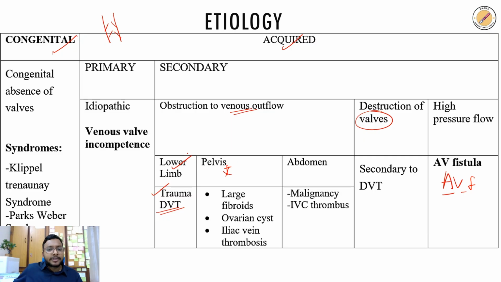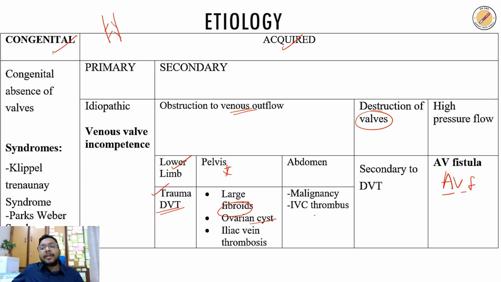Similarly, whenever there is a huge mass sitting in the pelvis, for example, any large uterine fibroid, or it may be an ovarian cyst, or it may be iliac vein thrombosis. These are the pelvic conditions which can lead to obstruction of the venous outflow. Now, coming to abdominal conditions, one, there can be any colorectal cancer or any other abdominal malignancy, and the other one is IVC thrombus. Whenever there is a thrombus within the inferior vena cava, obviously all the blood will be pooled up in the lower extremities, causing high pressure within the venous compartment. So it can cause varicose veins.